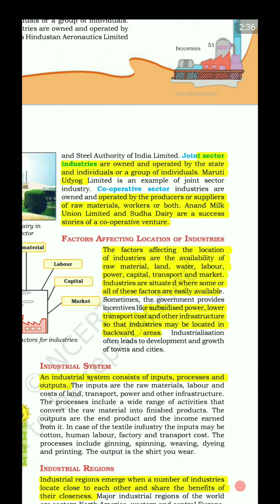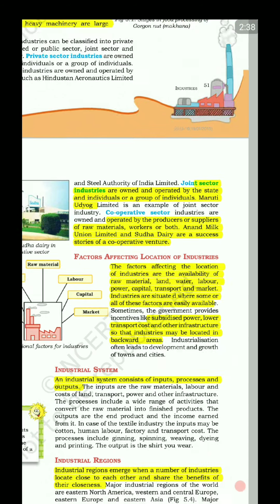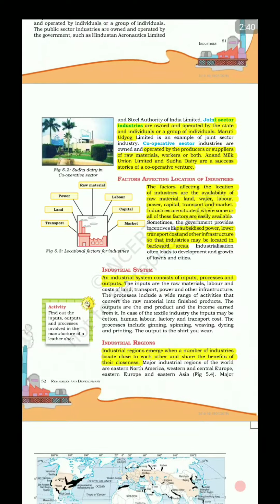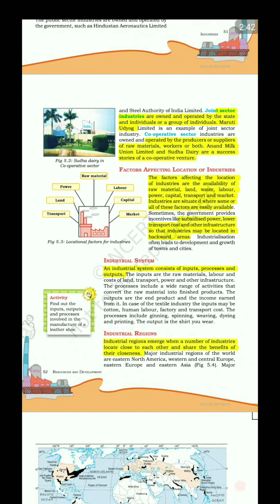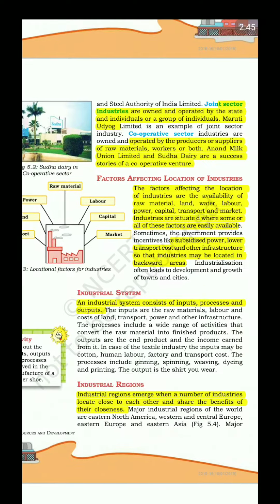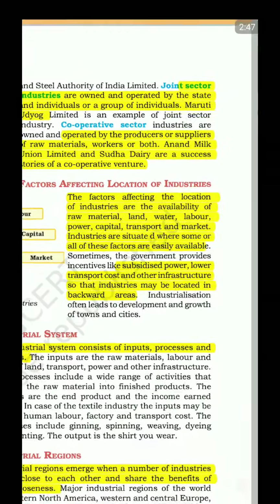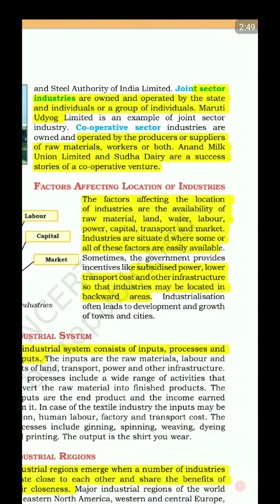Now, it's a very important topic, the factors affecting the location of industry. The factors are the availability of raw material, land, water, labor, power, capital, transport, and market. Market is a very important factor. Raw material is second most. Raw material and market are the most important factors.